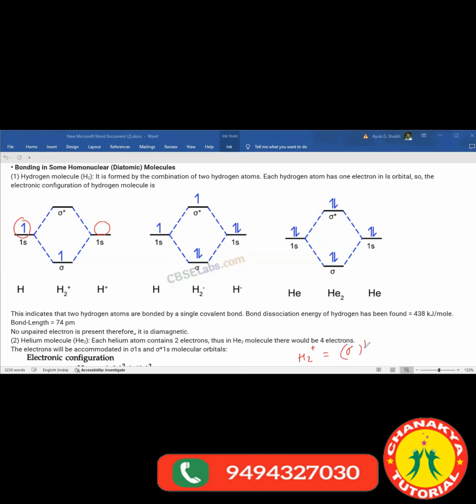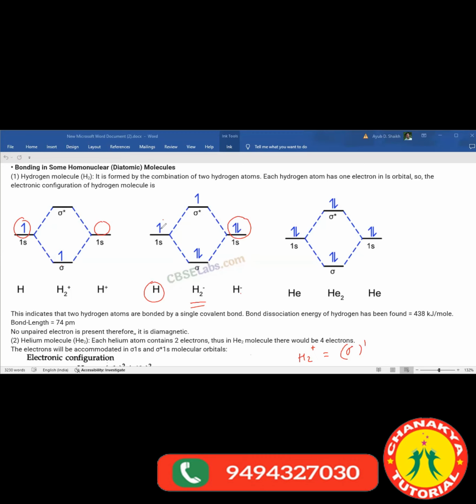Sigma 1, correct? And when it is H2 minus, what happens? It has one hydrogen atom with one electron in the 1s, correct? H minus has two electrons, right? Minus means one electron has been added. Normally it has one electron, and as it has a minus charge, one more electron has been added. So here there would be 2 electrons due to the minus charge.